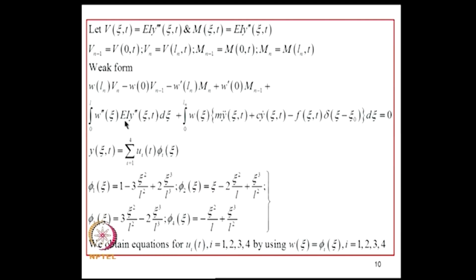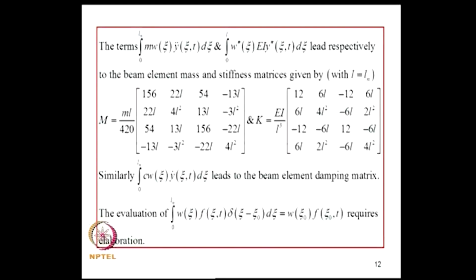Now we can examine each term one by one and see what contribution they make. So this first term m W of psi y double dot of psi comma t and the second term W double prime EI y double prime lead respectively to the beam mass and stiffness matrices given by this, where L is Ln. So this we have seen in the last class. Similarly the third term involving damping terms leads to the beam element damping matrix.